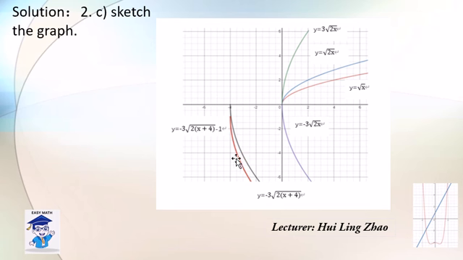And last one is put the c negative 1, so we get y equals negative 3 times square root of 2 times the whole factor x plus 4, and minus 1. That's the last function.